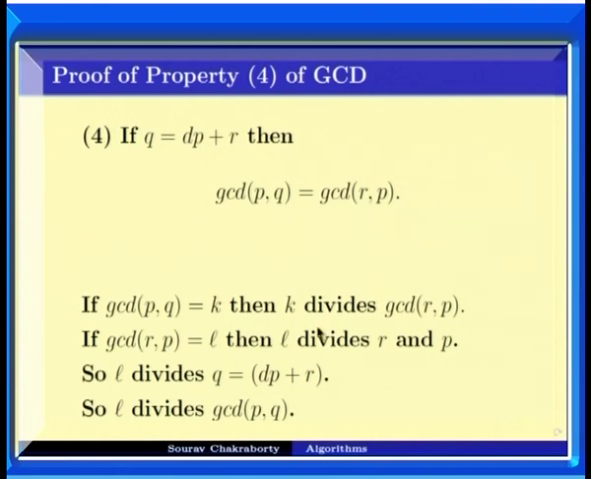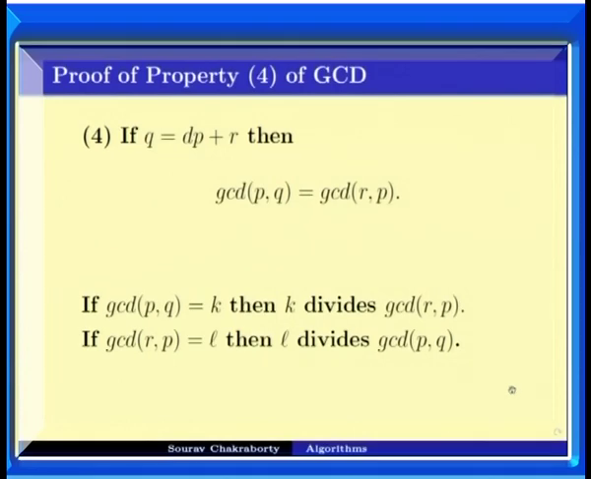And so, as we had seen earlier, L divides p is something that we have, and L divides q is something that we have here. So L divides both p and q, and thus L divides the GCD of p and q. So we have: if GCD of p and q is k, then k divides GCD of r and p. If GCD of r and p is L, then L divides GCD of p and q.